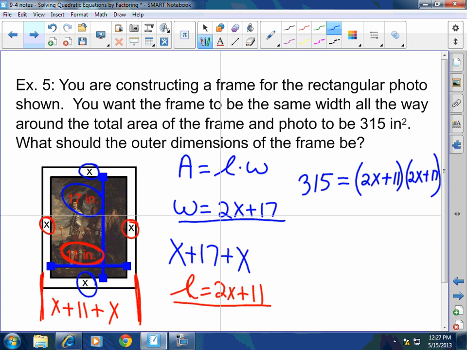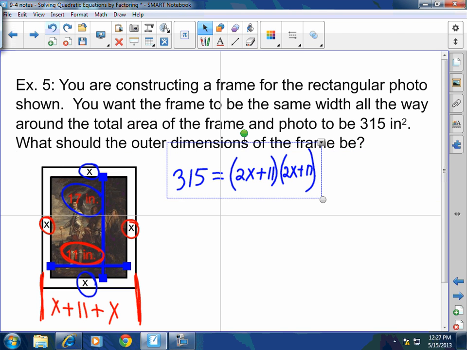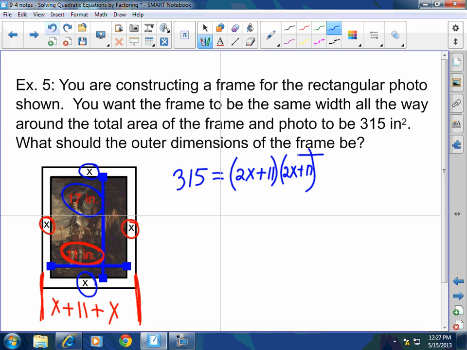Okay. Now, what do I do here? No. You can't set this equal to 0 yet, sir. Thank you for thinking, and I'm proud of you. But you can't set this equal to 0 yet. Why? You got to first multiply this. So this is 315 equals FOIL. 2 times 2x is going to be 4x squared plus 34x plus 22x plus 187.